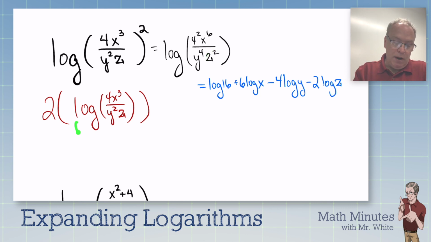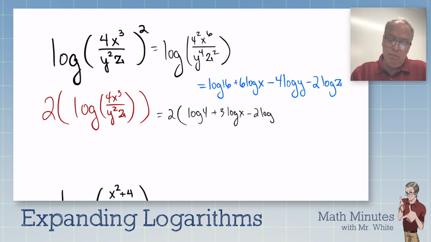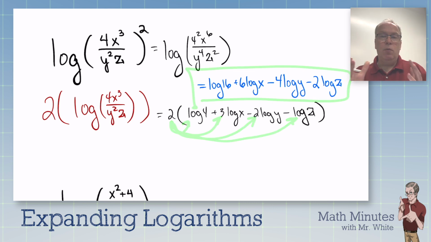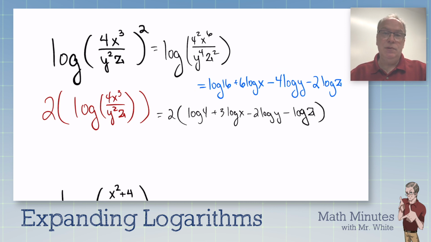Okay. Now over here, if you did the same thing, you would end up getting 2 times the quantity, and you would get log 4 plus 3 log x minus 2 log y minus log z. And then do you see, if you multiply all the coefficients, just the coefficients by 2, you'll get this blue answer back. So you could do it either way, whatever works for you, whatever seems easiest to you, go for it, use it.